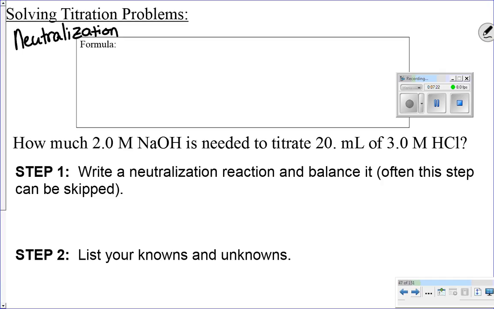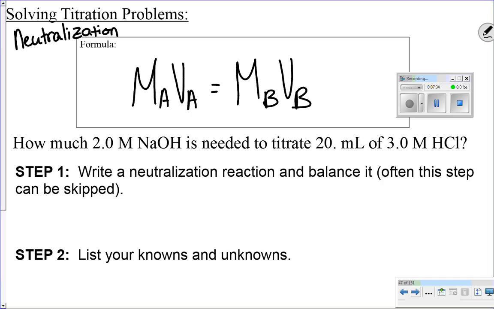You may remember we used the same formula for dilutions. We're just applying it in a little bit of a different fashion. Molarity of an acid times the volume of an acid equals the molarity of a base times the volume of a base in a titration.